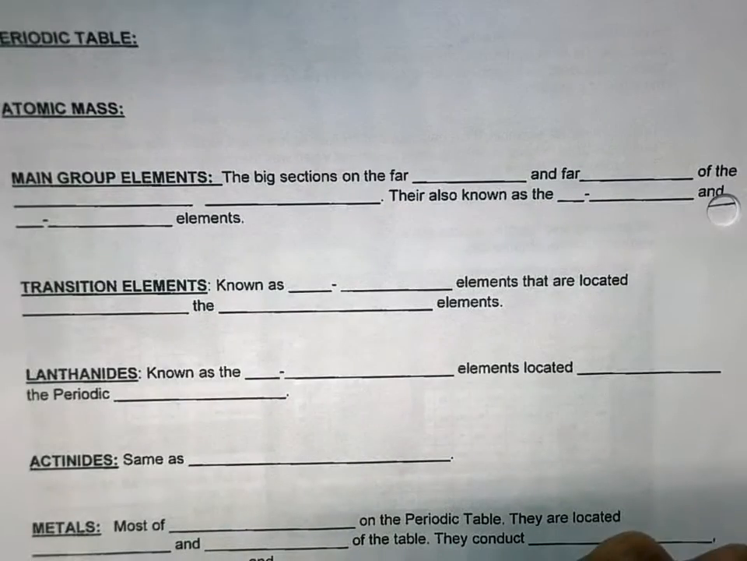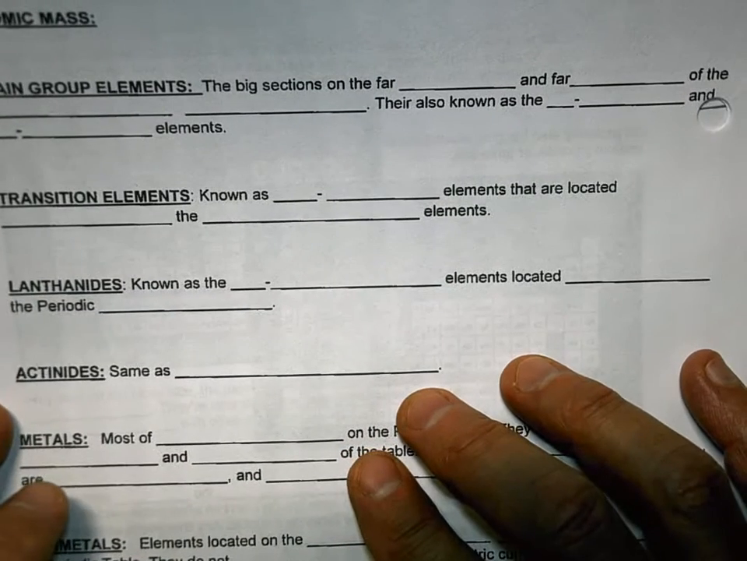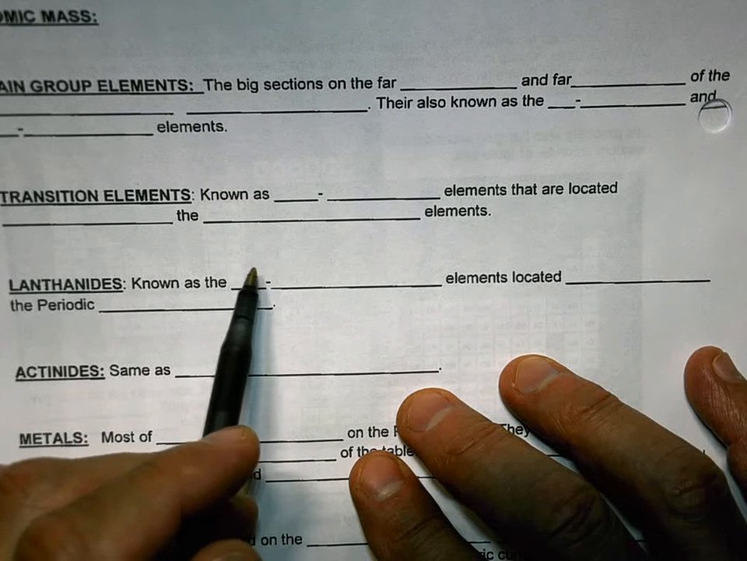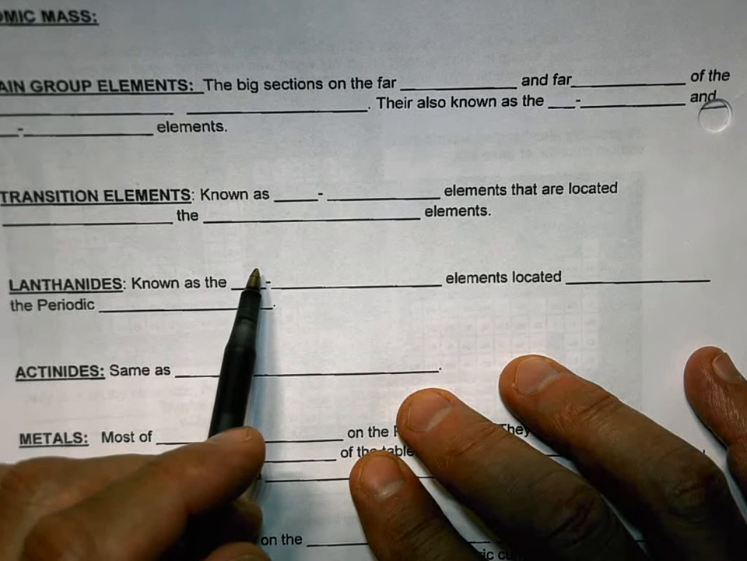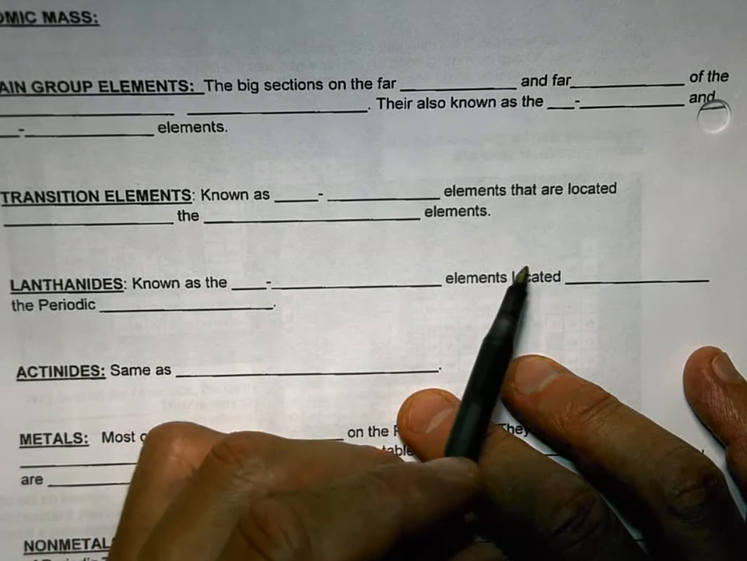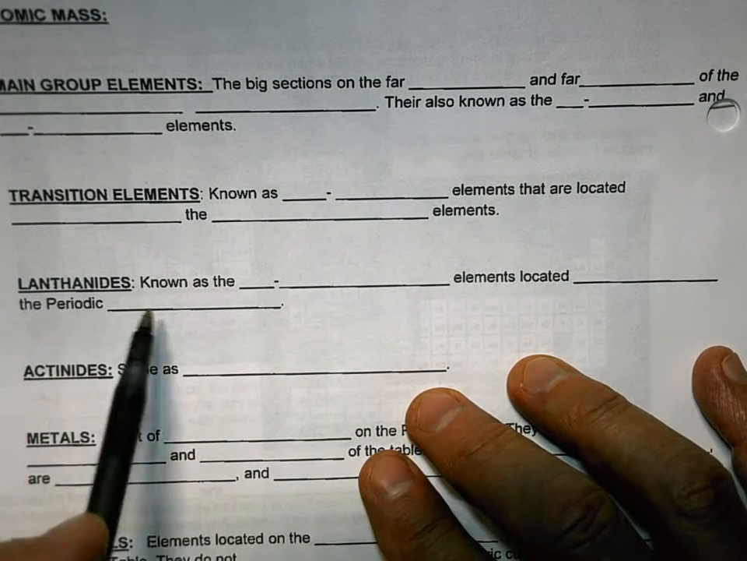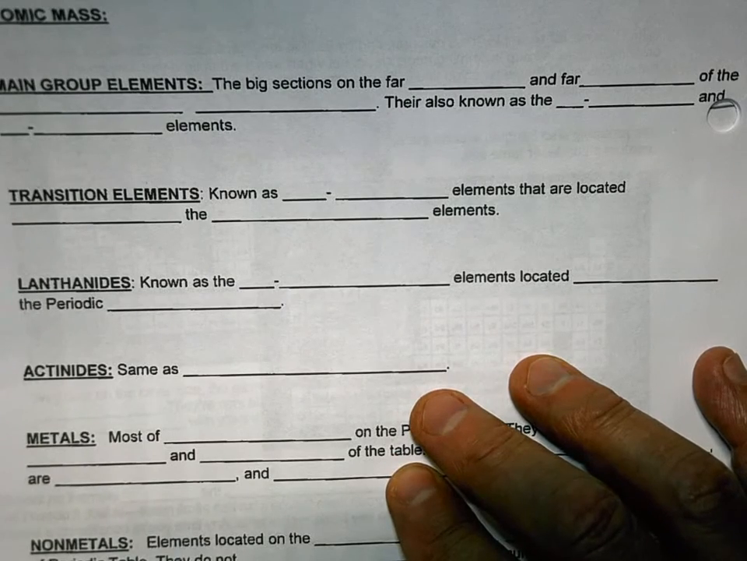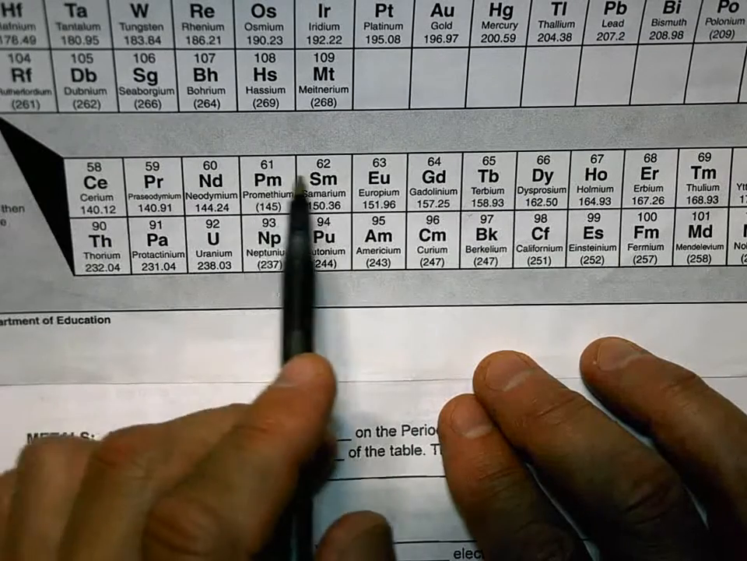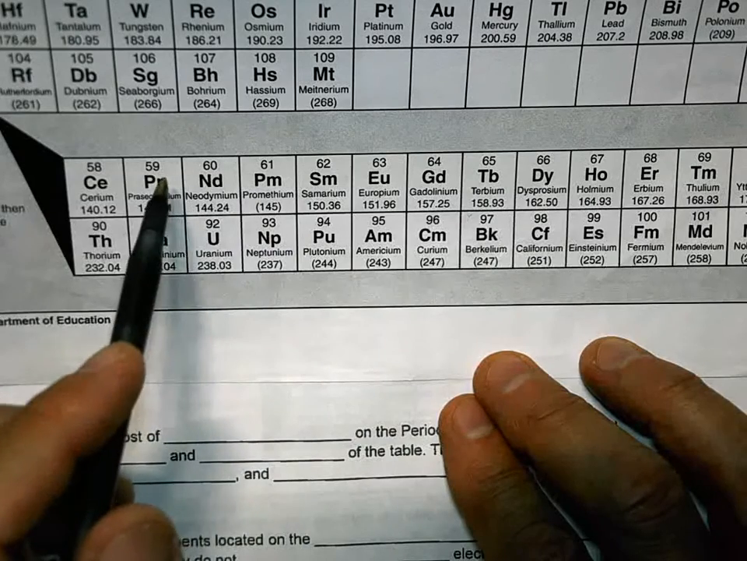The lanthanides are known as the F block elements, F as in Frank, located below the periodic table. These are the lanthanides right here. This row right here, these are the lanthanides.